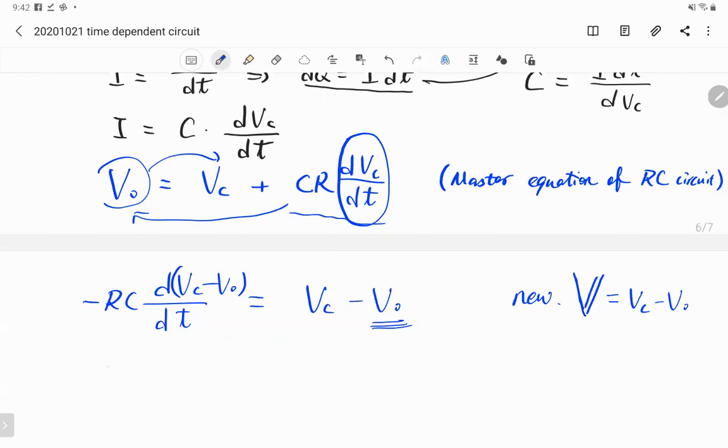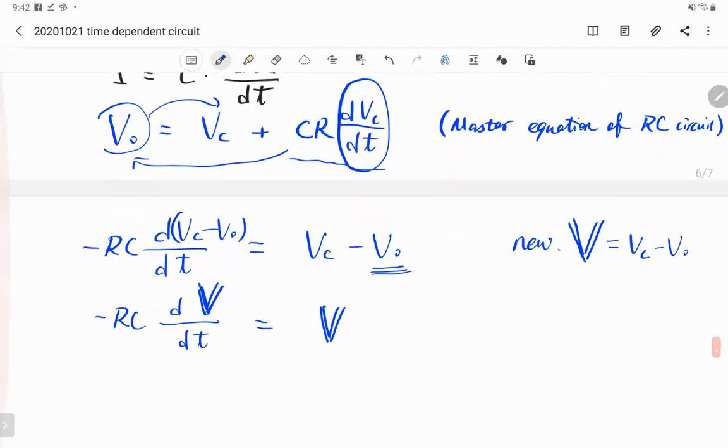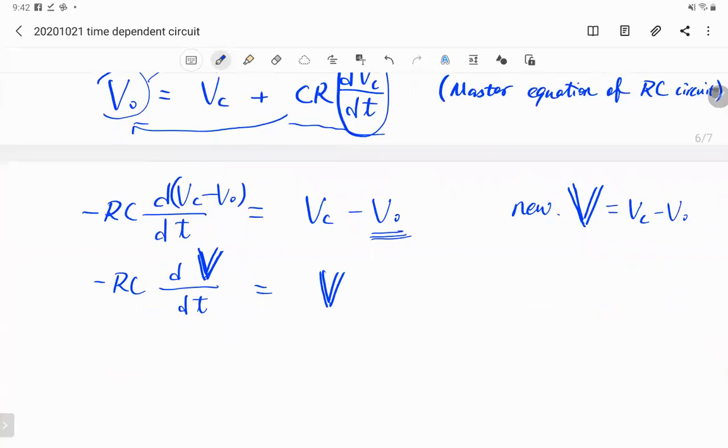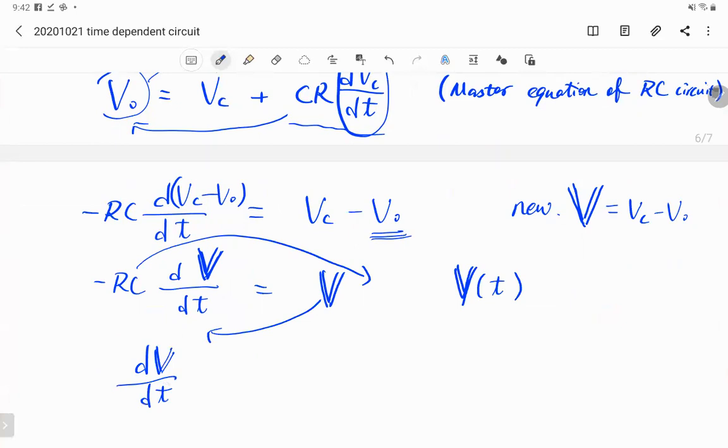Then this equation could be simplified as minus RC dV over dt equal to V. Okay, so this is a derivative of V as a function of t. So let's solve this. I move the V to this side. I move the RC on the right side. Then I have dV over V equivalent to minus 1 over RC dt.